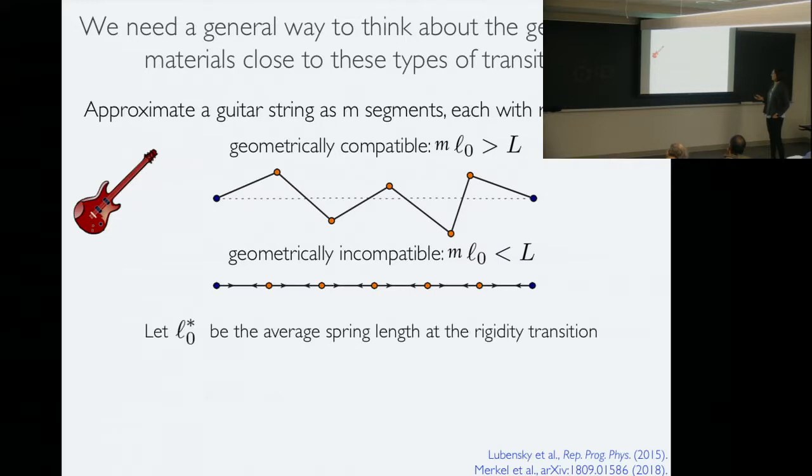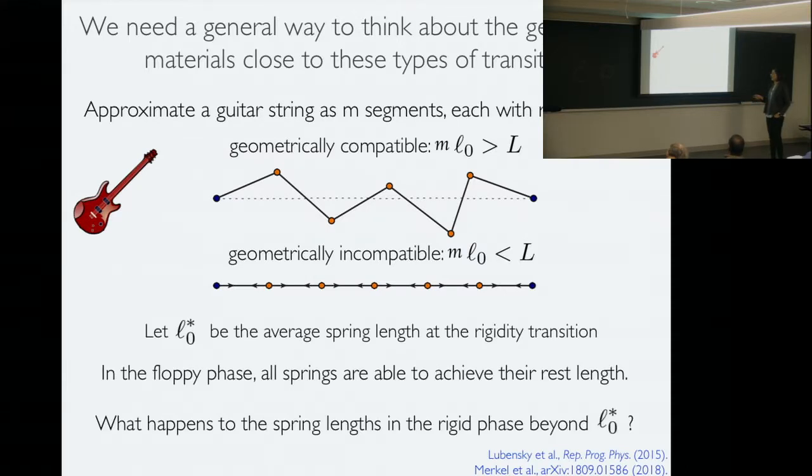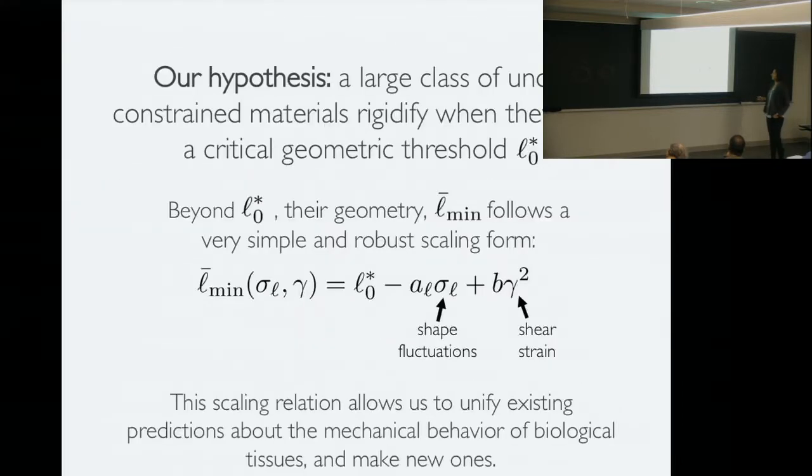Okay, so I already gave you this example. So just to fix terminology, let L naught star be the average spring length at the rigidity transition. And in the floppy phase, all the springs are able to achieve their rest lengths. So what happens to the observed spring lengths when I go below this critical point? Okay, I'm going to tell you what I'm going to tell you, which is that if I go below L star, then we have this claim that the geometry of the system follows a simple and robust scaling form.